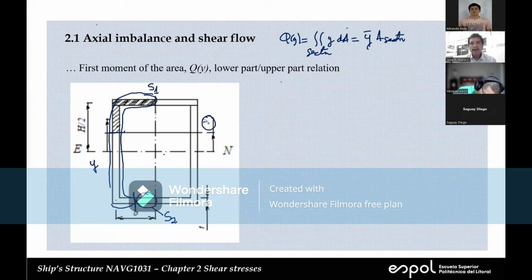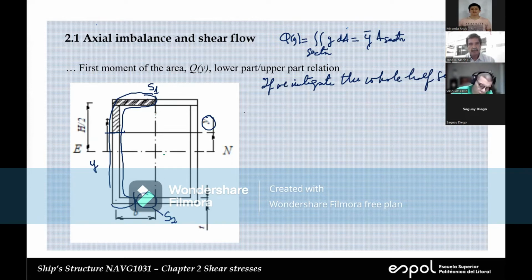Now, if we integrate the whole half section up to here, the value has to be equal to zero, right? Because this section has no axial force. So the same thing that happens on the left must happen on the right.